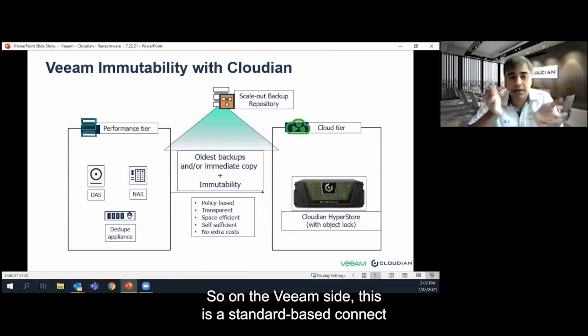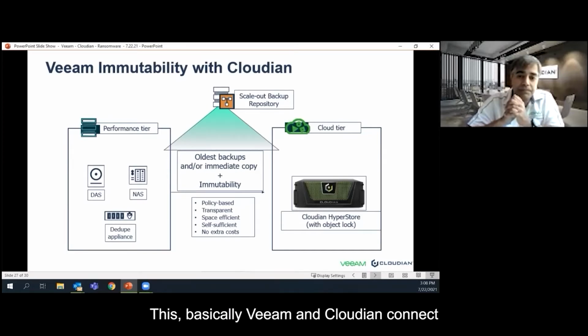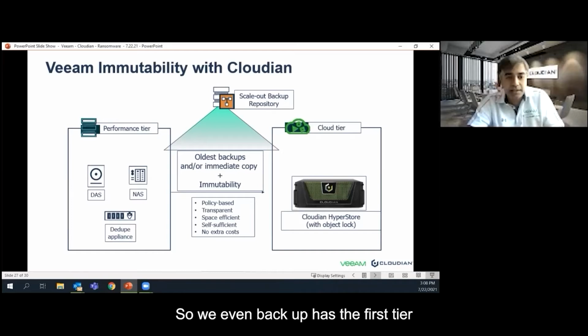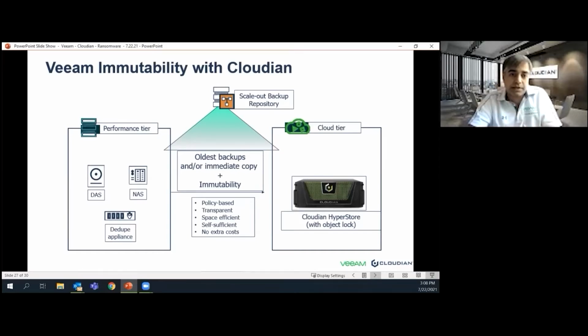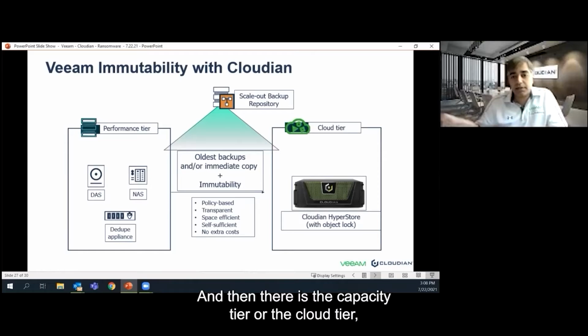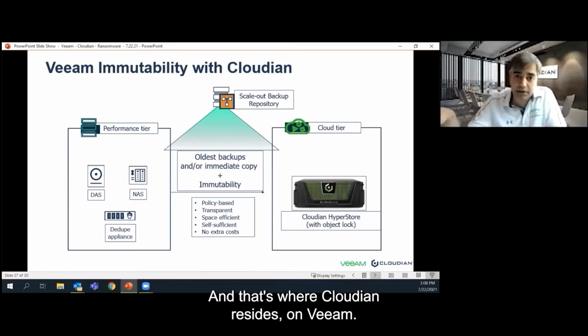On the Veeam side, this is a standard-based connect on the S3 API. Basically, Veeam and Cloudian connect at the Veeam cloud tier. Veeam backup has the first tier where all the backups land, which is a performance tier, which typically needs to be a NAS or a direct attached storage. And then there is the capacity tier or the cloud tier, which is based on S3 APIs. And that's where Cloudian resides on Veeam.